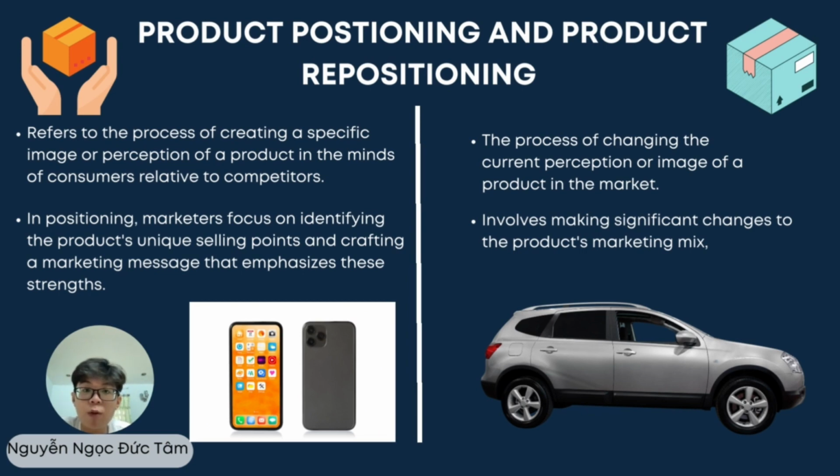And the example for product positioning is a new smartphone positioned as the most affordable option with high-end features, targeting cost-conscious consumers who still want a premium device. And for product repositioning, if a well-established luxury car brand decides to reposition itself as a small, environmentally conscious, and budget-friendly option to attract a wider customer base, that would be an example of repositioning.